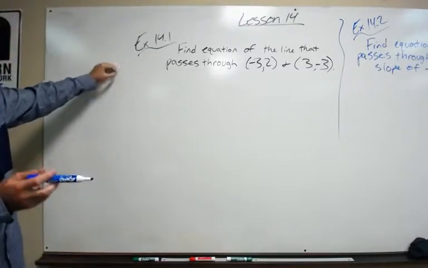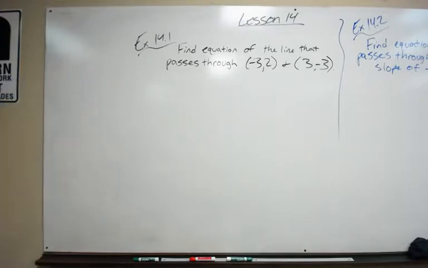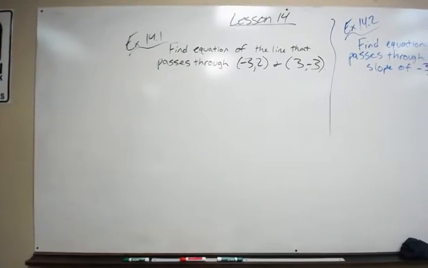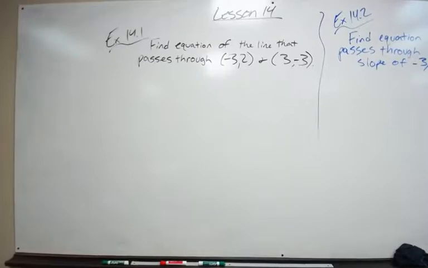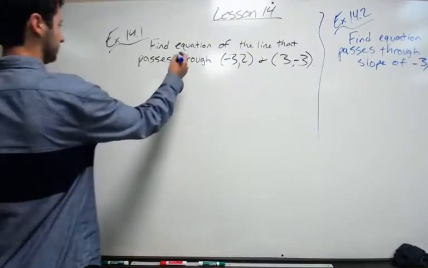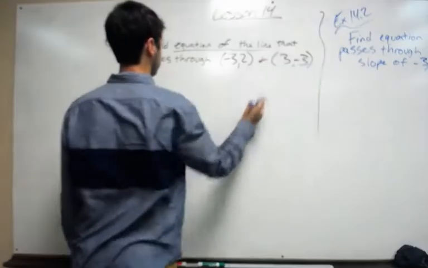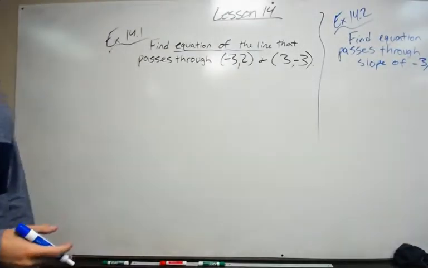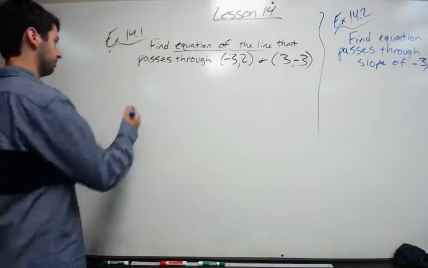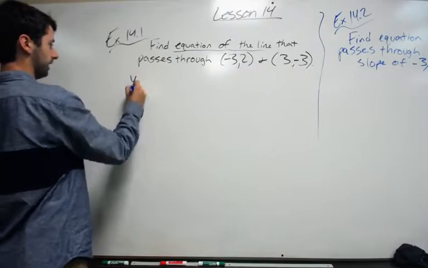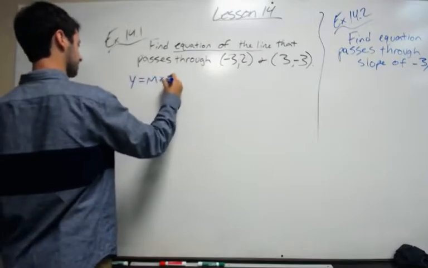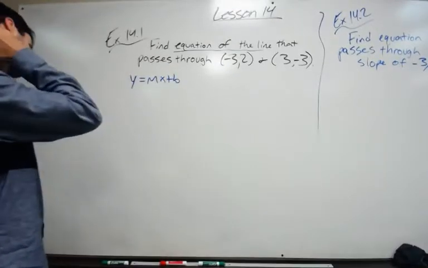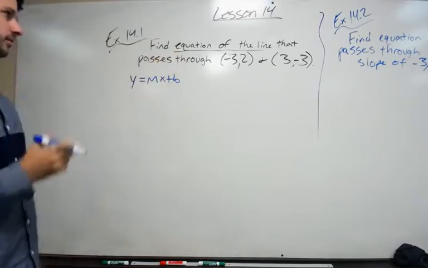In order to solve for this, the first thing you have to know is, okay, what is the equation of the line? What does that mean? Well, equation of a line stands for our slope-intercept form. So y equals mx plus b is what equation of the line stands for.